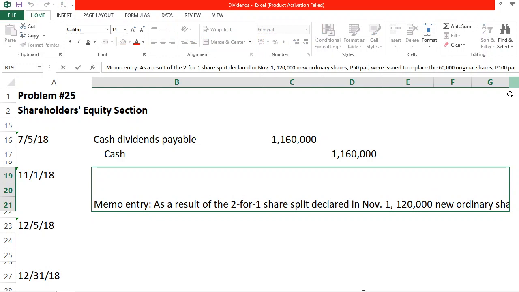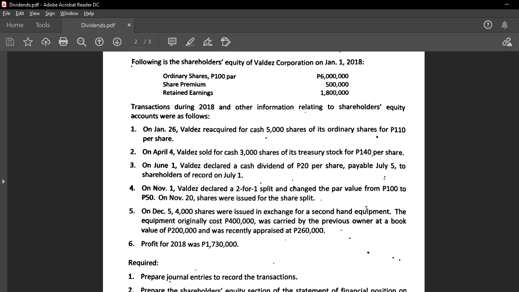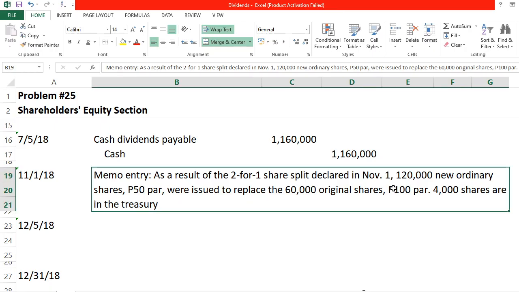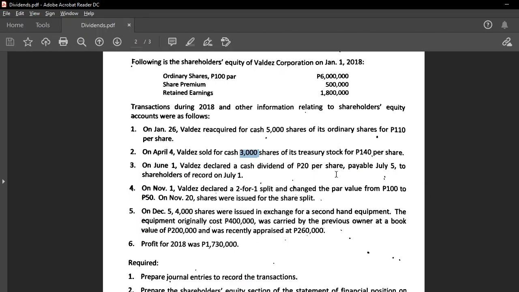Ma'am, maapektuhan po ba sa share split ang mga naa sa treasury? Yes. Okay? So, maapektuhan gihapon ang naa sa treasury. So, balikan nato, we have 5,000 in the treasury at the beginning, nabawasan og 3,000, pila nilay nabilin? 2,000. And then, in our memorandum entry, we included that 4,000 shares are in the treasury. Times 2 pod nato. Okay?